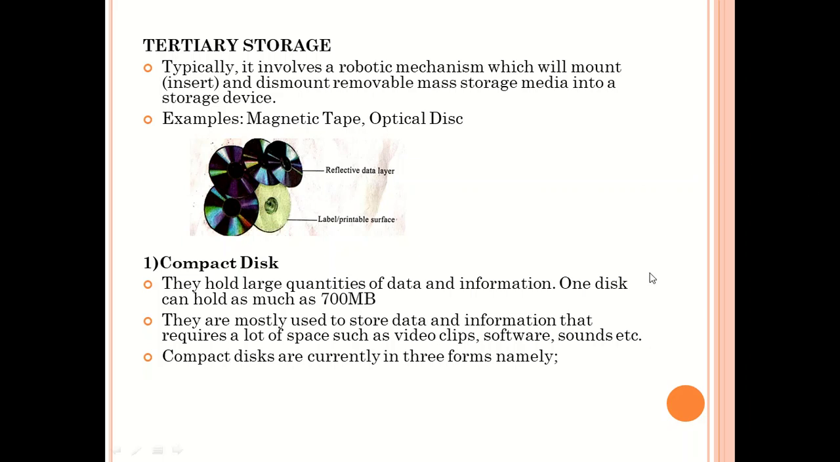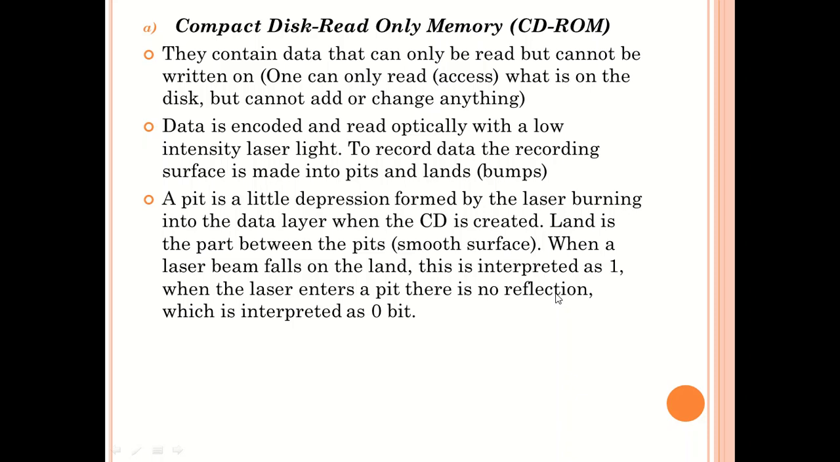Now, when you talk about CDs, there are three types, or they come in three forms. One, we have what you call the compact disc read-only memory. With read-only memory, it can only allow you to read, but it cannot allow you to write on it. So once data has been written on that particular disk, you cannot add any data on it. Data is encoded and read optically. Data in this case is just read using light.